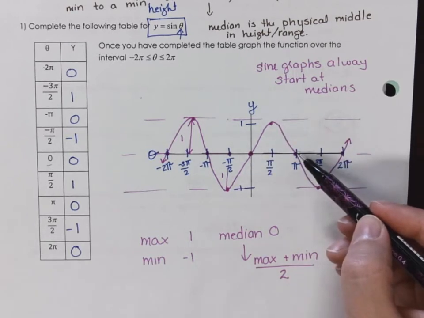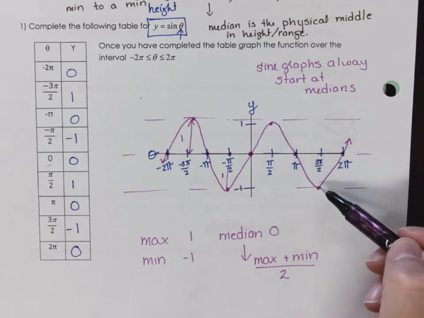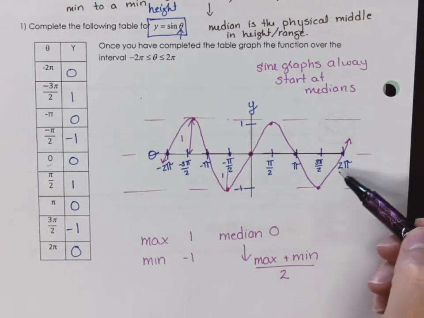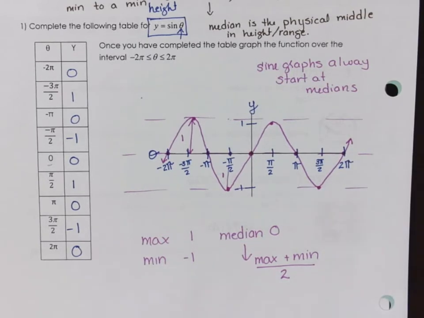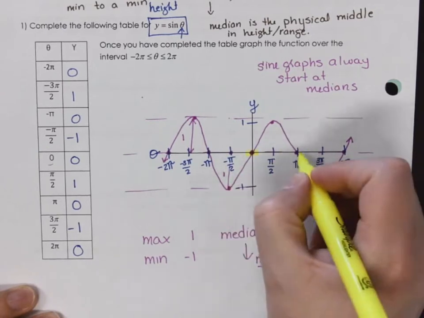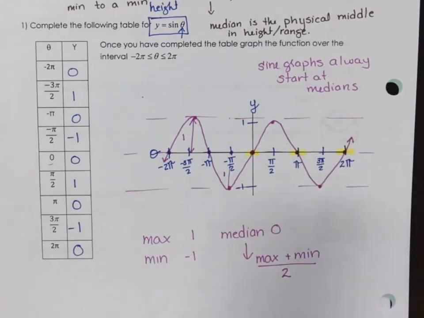Then where am I going from the median? To the minimum. To the median again. So when we talk about periods, median, median, median. You have to have 3 of them. What's the period of this graph? 0. So now we're talking about domain.